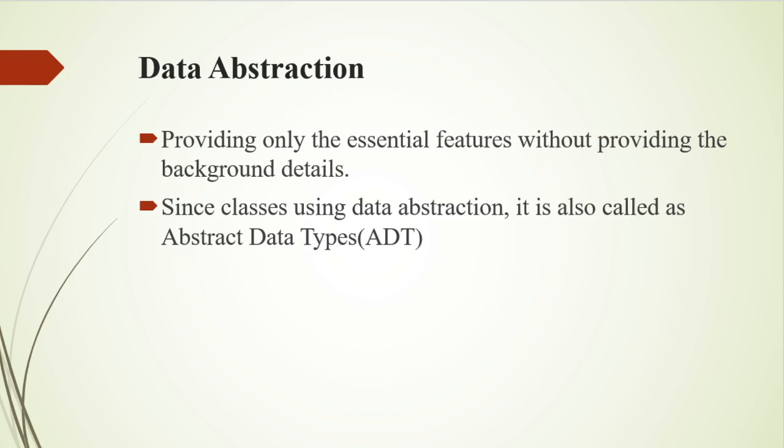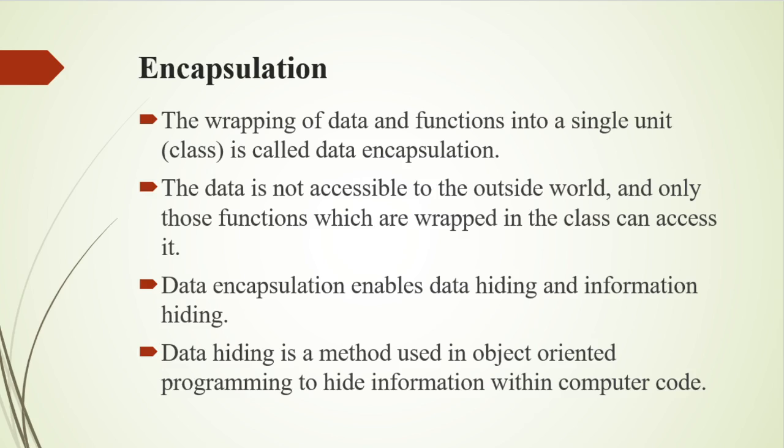Classes using data abstraction are called abstract data types. The attributes are sometimes called data members because they hold information. The functions that operate on this data are sometimes called methods or member functions.